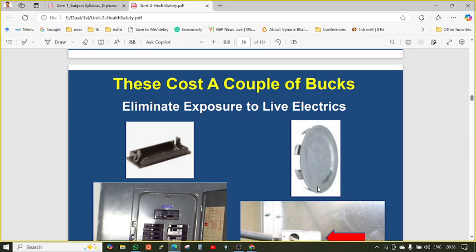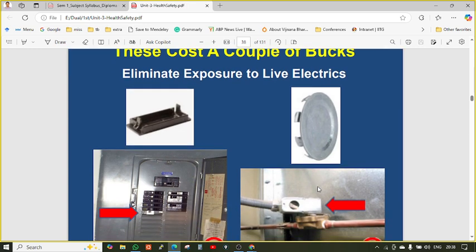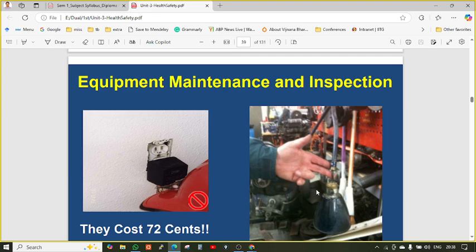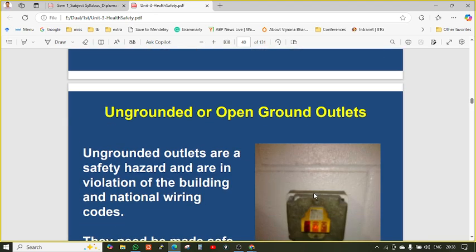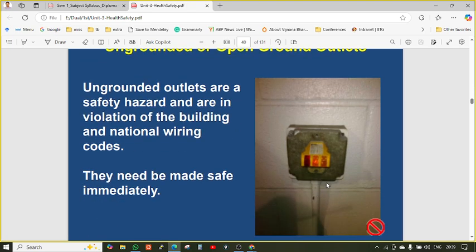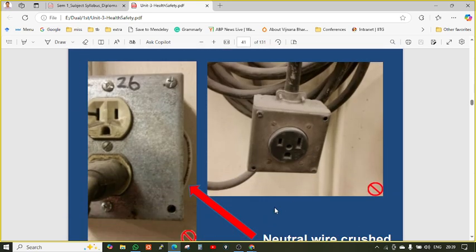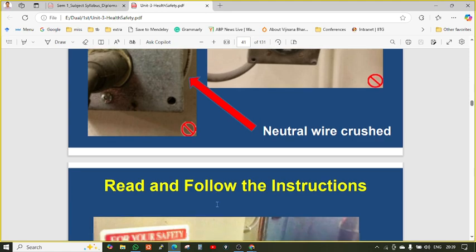Then these are also somehow used in electrical equipment. We do not go into details. Equipment maintenance and inspections: regular inspections are necessary. Underground or open ground outlets: some electrical equipment should be underground, because in our houses now underground wiring is there. All the things should be very safe rather than outside wiring. Improper installations and on-site use: see these things. Avoid this kind of thing.